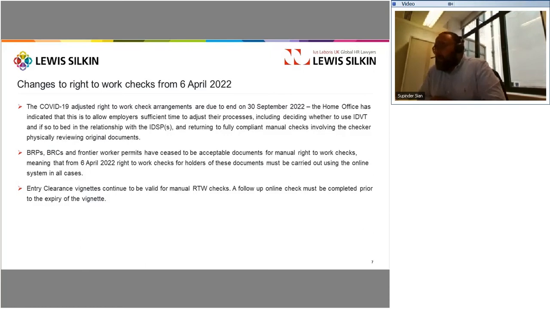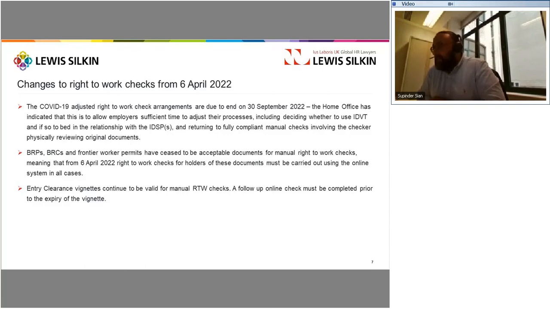And remember, if there's any knowing illegal employment, so where you know somebody doesn't have the permission to work and you continue that employment, there are criminal sanctions which would lead to imprisonment of the individual responsible for that illegal employment for up to 5 years and an unlimited fine for the business.